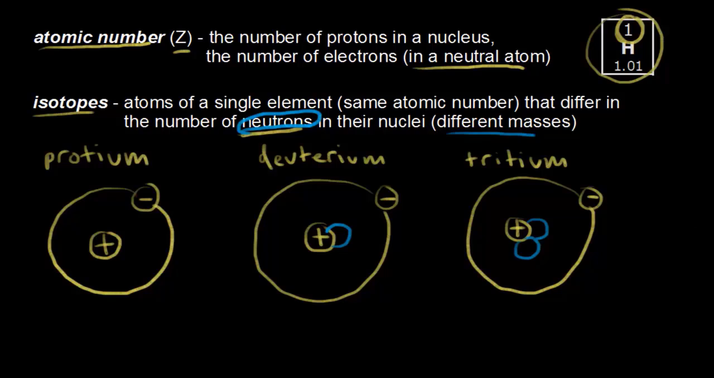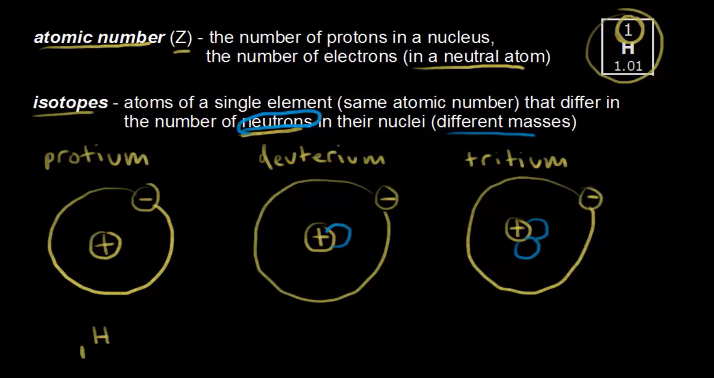So how do we distinguish between the different isotopes? Well, we're going to write little symbols to represent these isotopes. And so the symbol that we'll draw here for protium is going to have the element symbol, which is, of course, H for hydrogen. And then down here, we're going to write the atomic number. So the subscript is the atomic number, which is 1, because there's 1 proton in the nucleus. And then for the superscript, we're going to write in the mass number.